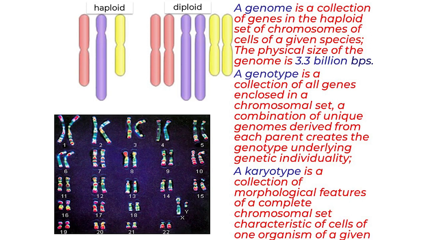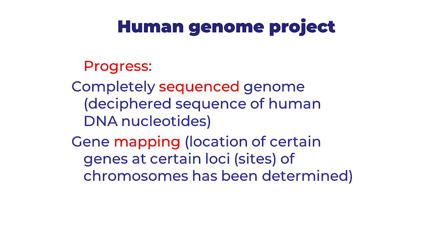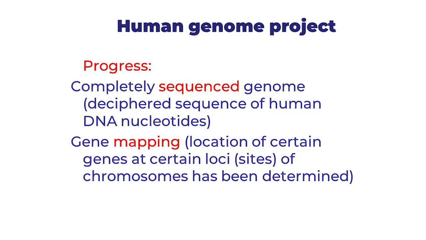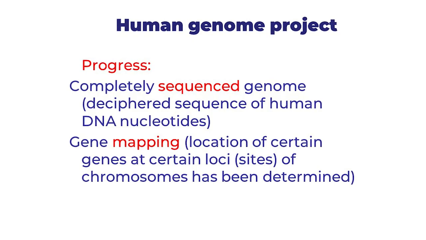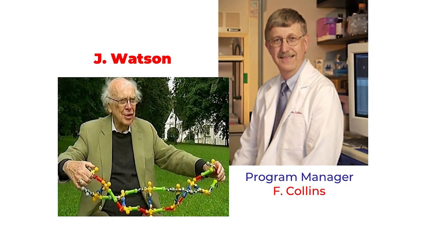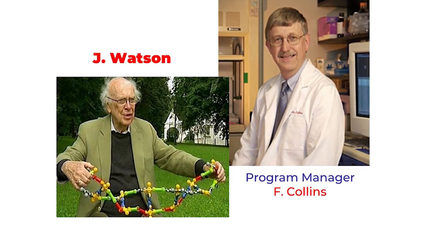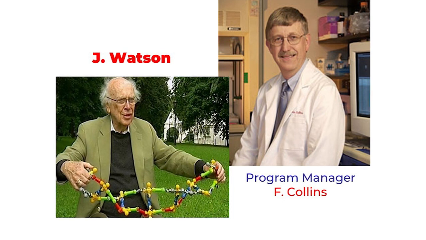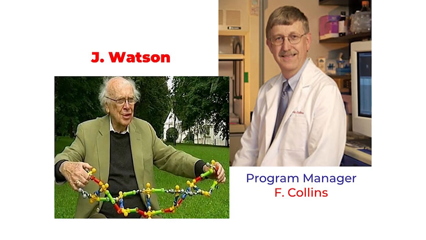The progress of the Human Genome Project is a completely sequenced genome, a deciphered sequence of human DNA nucleotides, and gene mapping, where the location of certain genes on certain sites of chromosomes has been determined. The Human Genome Project was developed in 1990 in the United States on the initiative of James Watson. The program manager was Francis Collins, an American geneticist, and the first person whose genome was completely sequenced was James Watson.